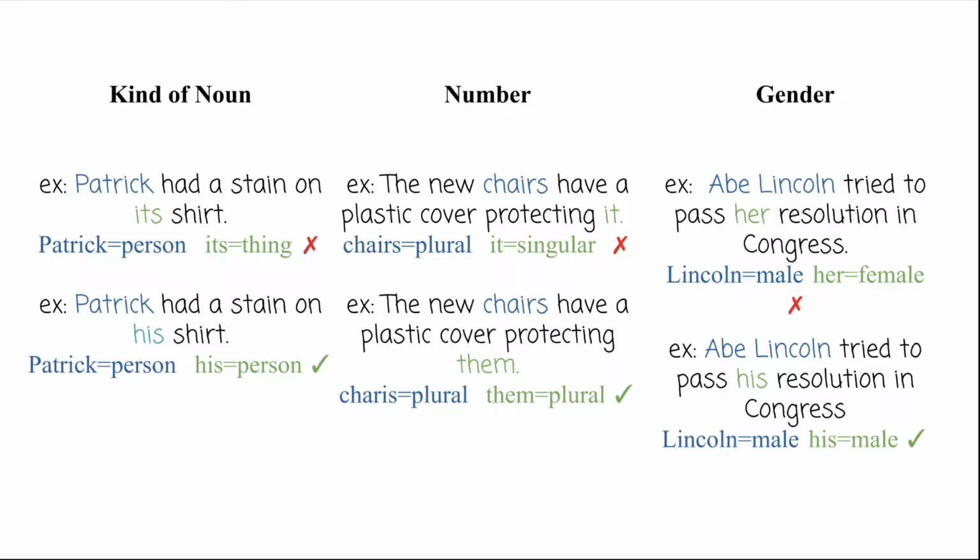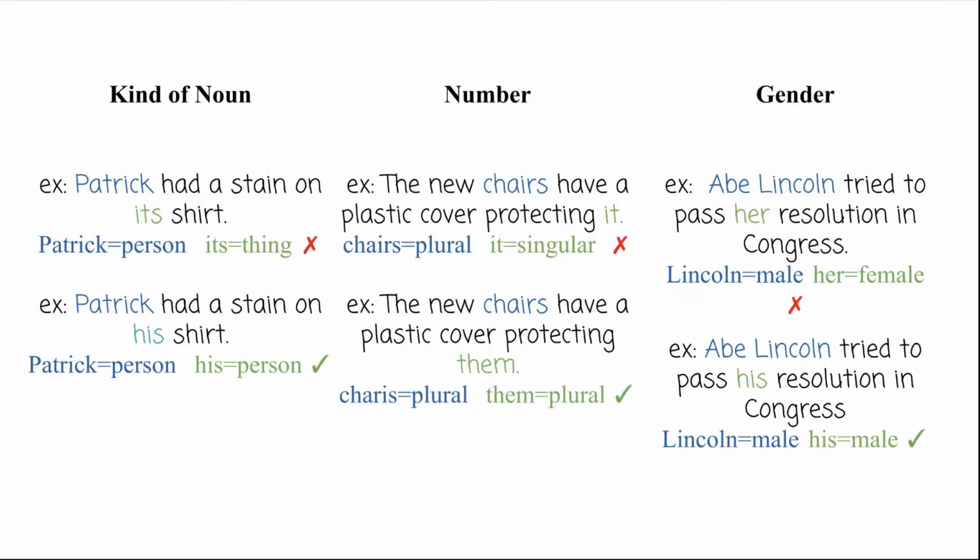Okay, secondly, your pronoun and the antecedent have to agree in number. So for example, the new chairs have a plastic cover protecting it. Chairs is a plural antecedent, but it is a singular pronoun, so this does not match. So we'd want to say the new chairs have a plastic cover protecting them. Chairs is a plural antecedent, them is a plural pronoun, so these match.